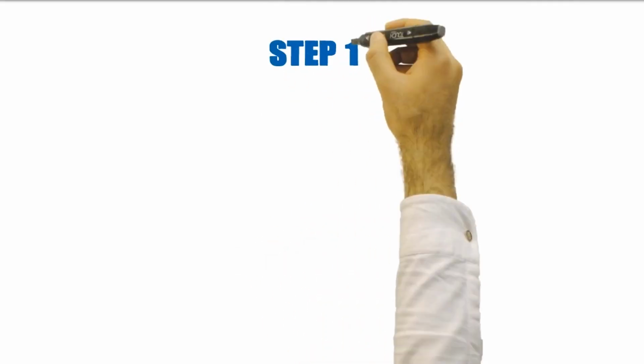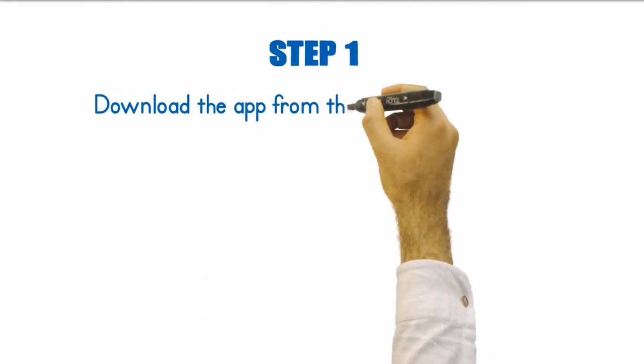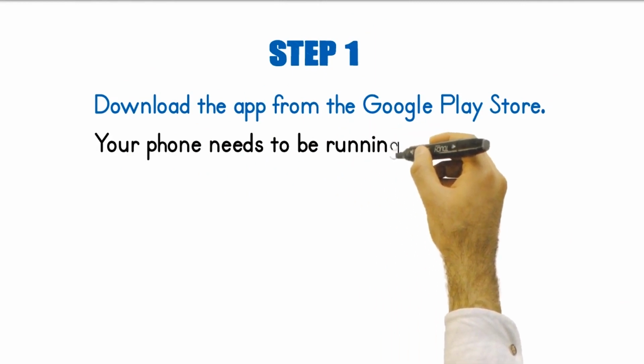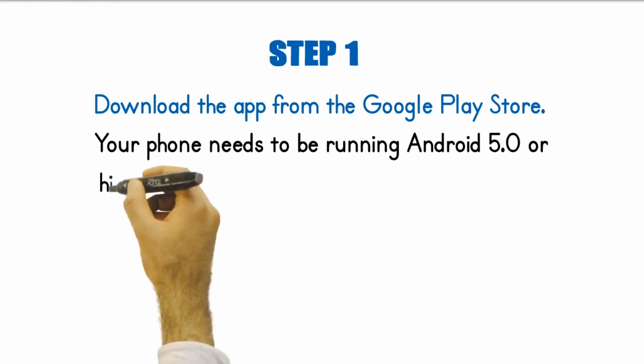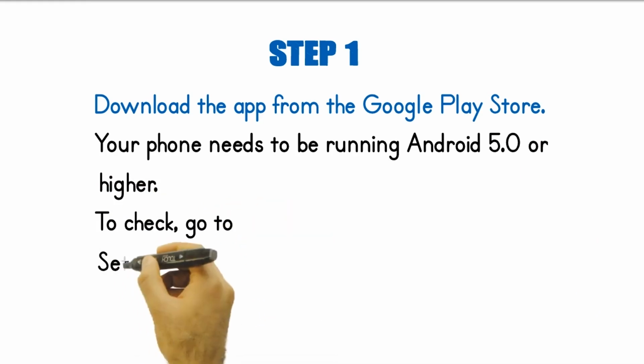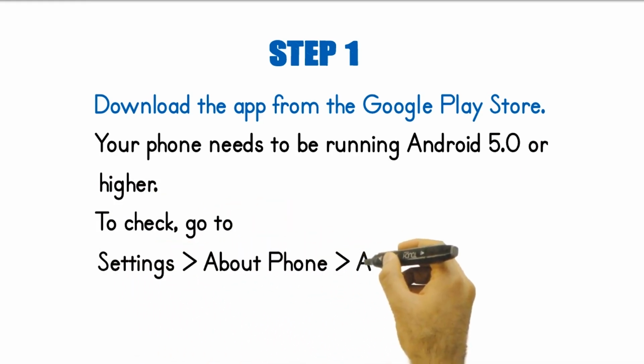Step 1. Download the app from the Google Play Store on your phone. Your phone needs to be running Android 5.0 or higher. To check, go to Settings, then tap the About Phone tab, then tap on Android version tab.